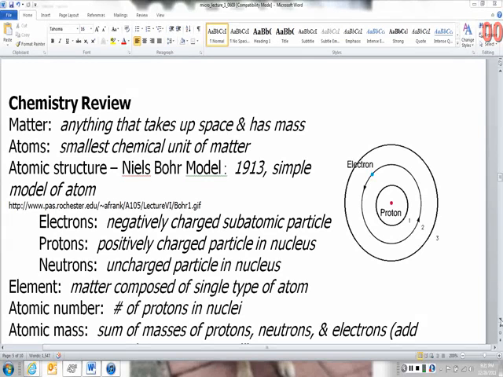Protons are positively charged and are found in the nucleus. The neutrons are uncharged or neutral and are also found in the nucleus. The electrons have a negative charge and are found in the shells surrounding the nucleus. The most significant of these shells is the outer valence shell.